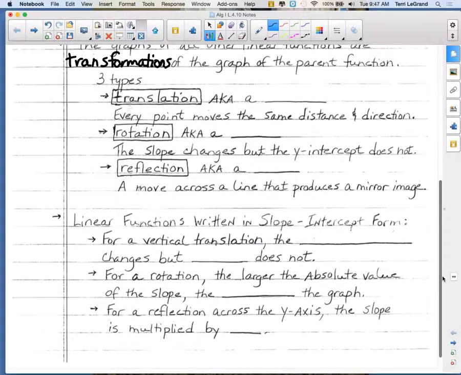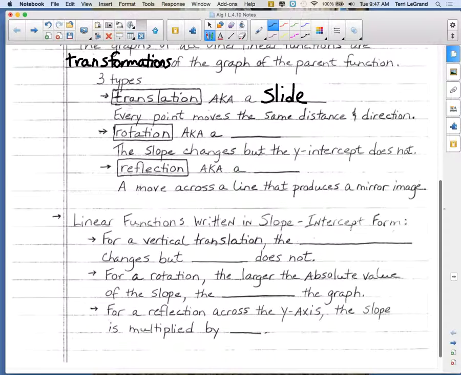So a translation, I say AKA, in other words, what in our typical everyday language, instead of saying something translated, what word do you think we would use? What does a translation mean? What happens? Anybody know? From prior math classes? It's also known as a slide. So it slides. Every point moves the same direction and distance.